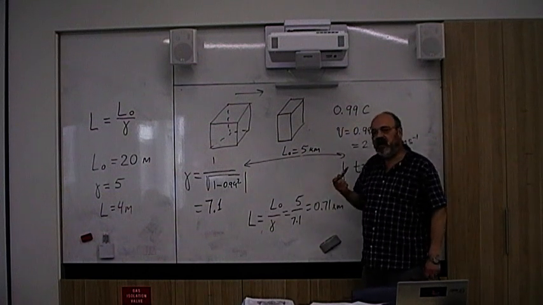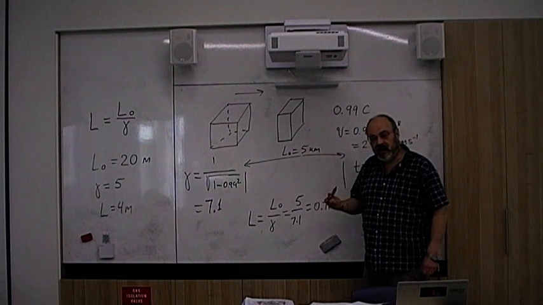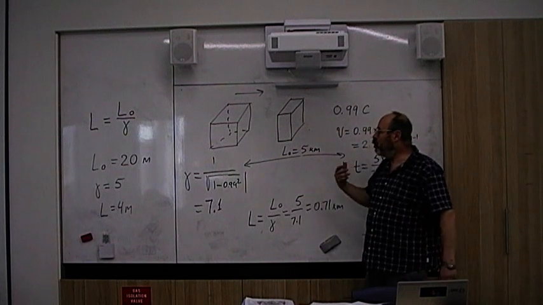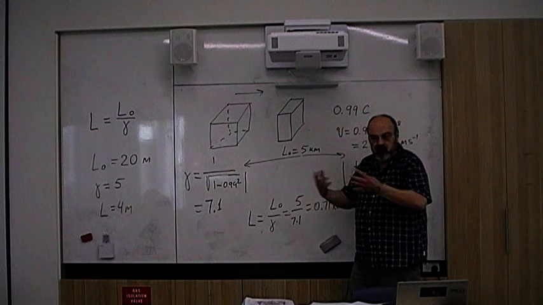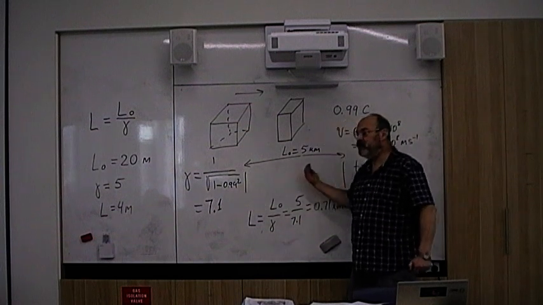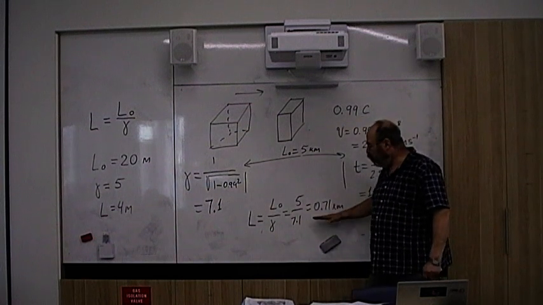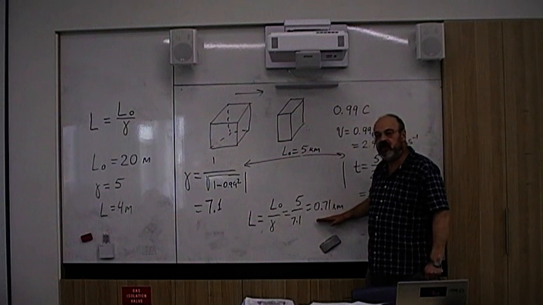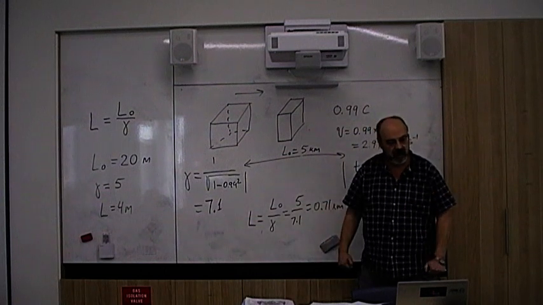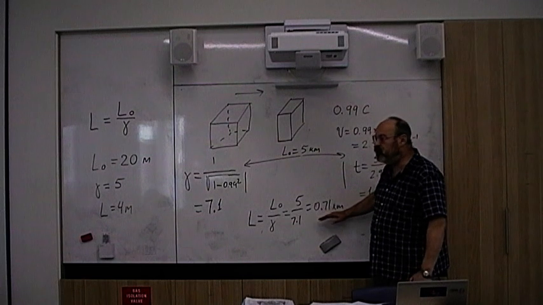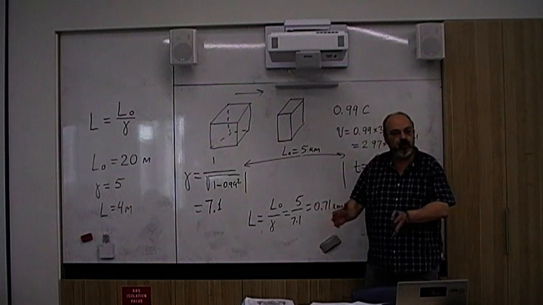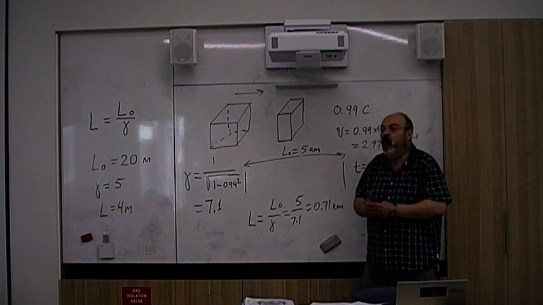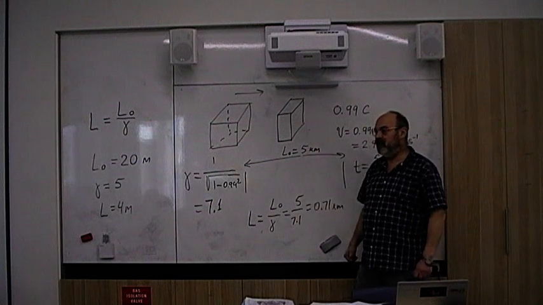So that's how we can explain why more particles came through than expected. Because for the particles, this accelerator appears not 5 kilometers, it's just 0.71 kilometers. It's short. That's why more particles make it through.